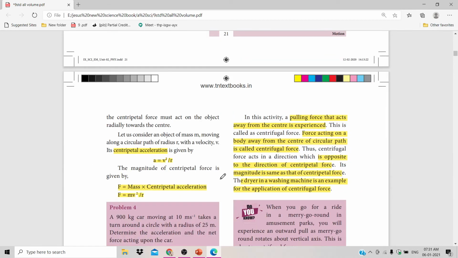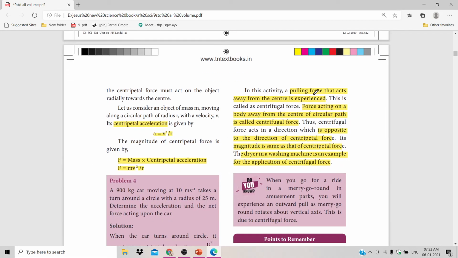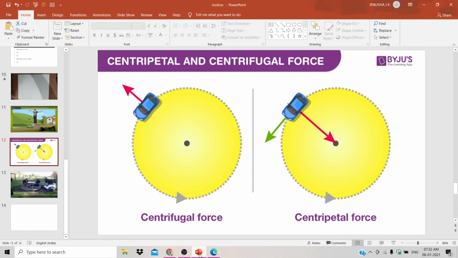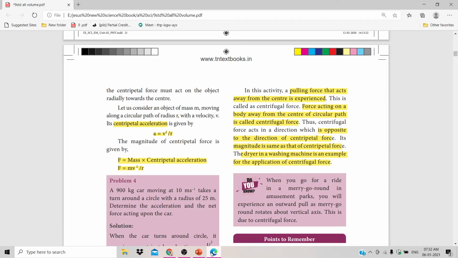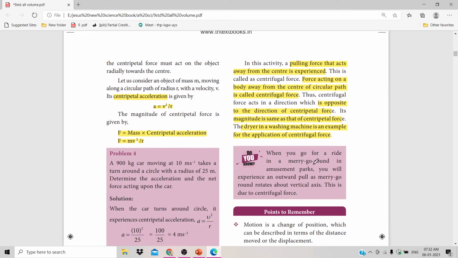See here, the force that pulls away from the center is experienced. That is called centrifugal force. It is opposite to the direction of centripetal force. We know what centripetal force is: the object likes to move inward, and with centrifugal force the object likes to move outward. So they are different, they are opposite, right?